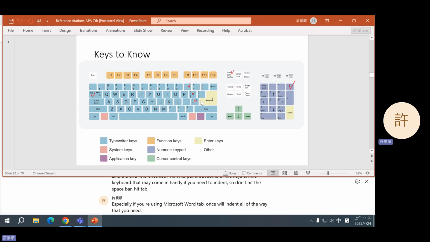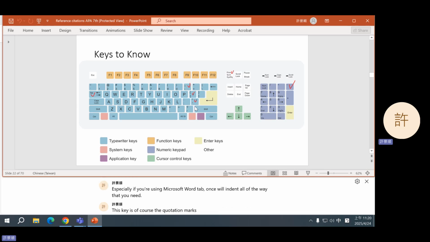This key is, of course, the quotation marks. Type this for single quotation marks, hold shift, and then type it for double quotation marks. This key is brackets, so type it regularly for brackets. If you hold shift and type it, it will give you large brackets, curly braces. We don't use those. Those are used only in math.